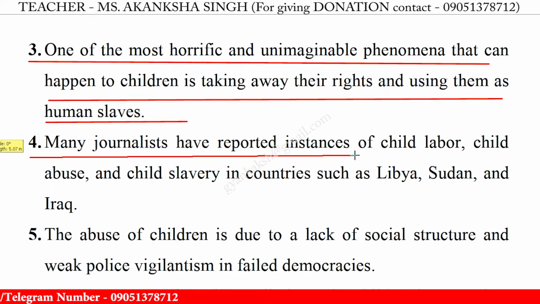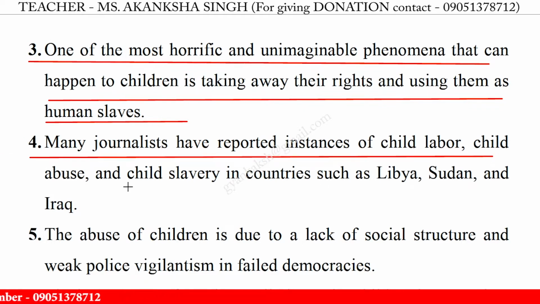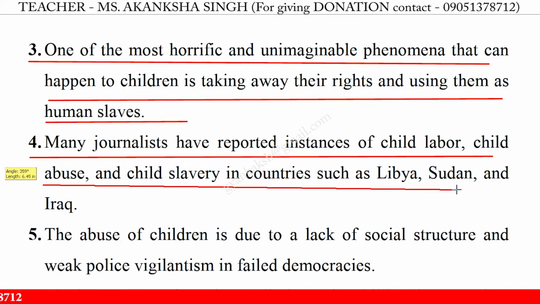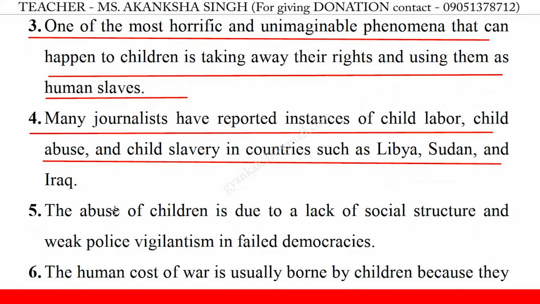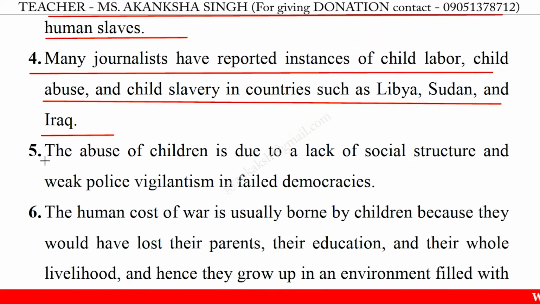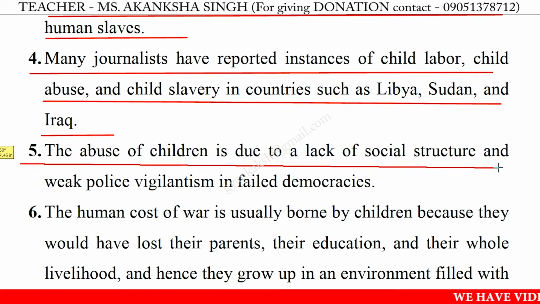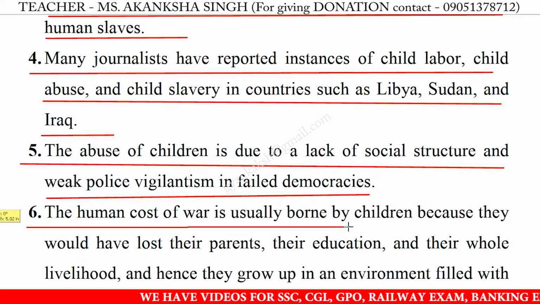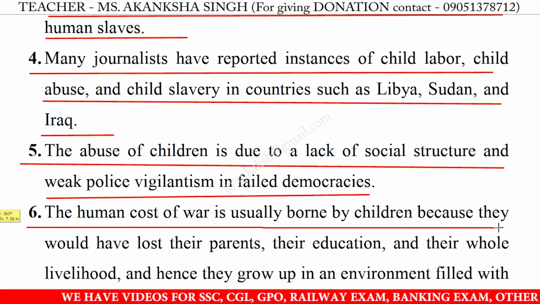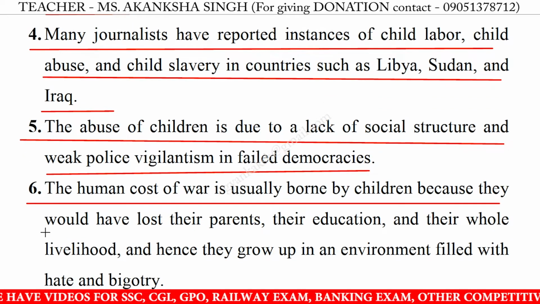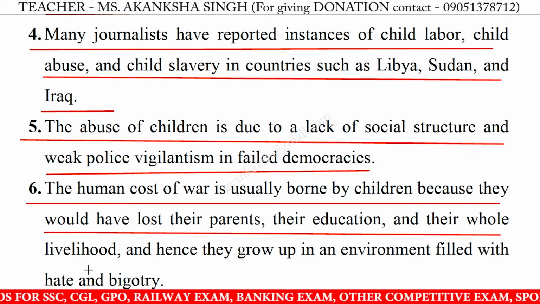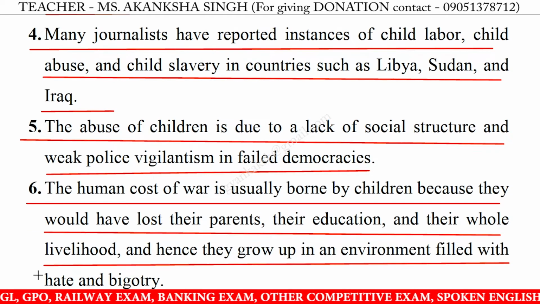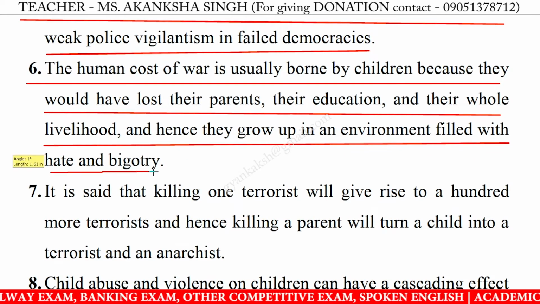Number 4. Many journalists have reported instances of child labor, child abuse, and child slavery in countries such as Libya, Sudan, and Iraq. Number 5. The abuse of children is due to a lack of social structure and weak police vigilance in failed democracies. Number 6. The human cost of war is usually borne by children because they would have lost their parents, their education, and their whole livelihood, and hence they grow up in an environment filled with hate and bigotry.